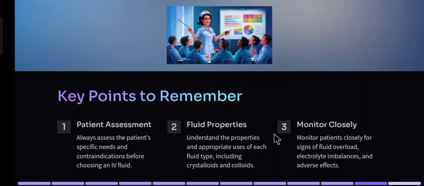3. Monitor closely. Once an IV fluid is chosen and administered, patients should be closely monitored for signs of fluid overload, electrolyte imbalances, and any adverse effects. Regular monitoring helps prevent complications and ensures that the fluid therapy is effective.